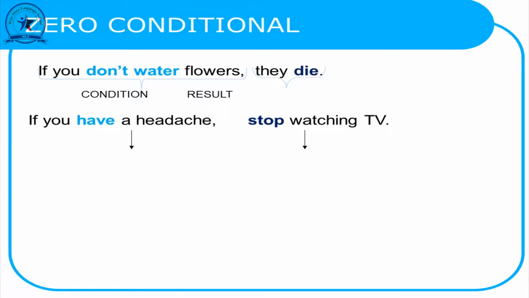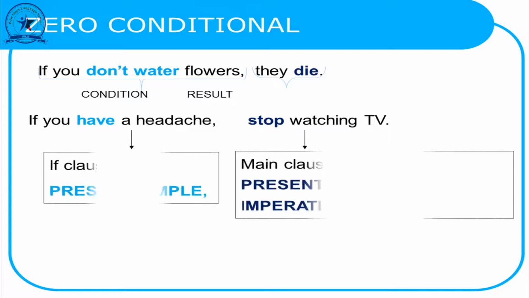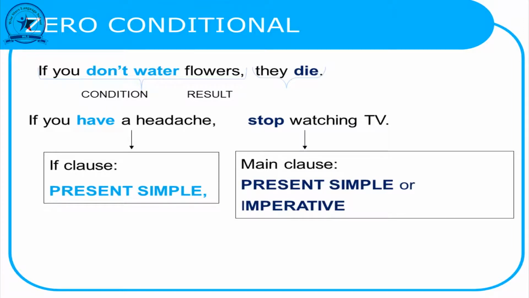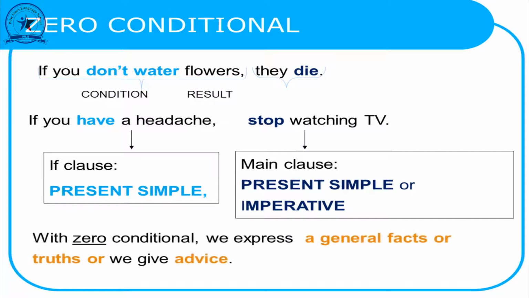Observe the following sentence. If you have a headache, stop watching TV. So here I'm giving you a piece of advice. Again, the form: the if clause contains the present simple tense, and the main clause should also contain the present simple or the imperative. And as we said, in the imperative we start with the verb in the base form. In the zero conditional, we express a general fact or a truth, or we can use it to give advice.